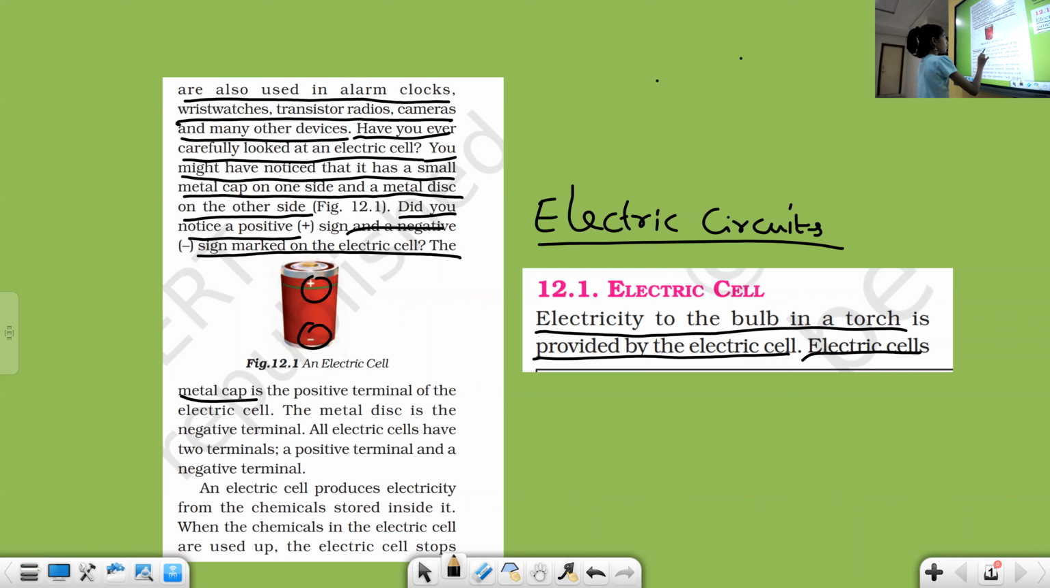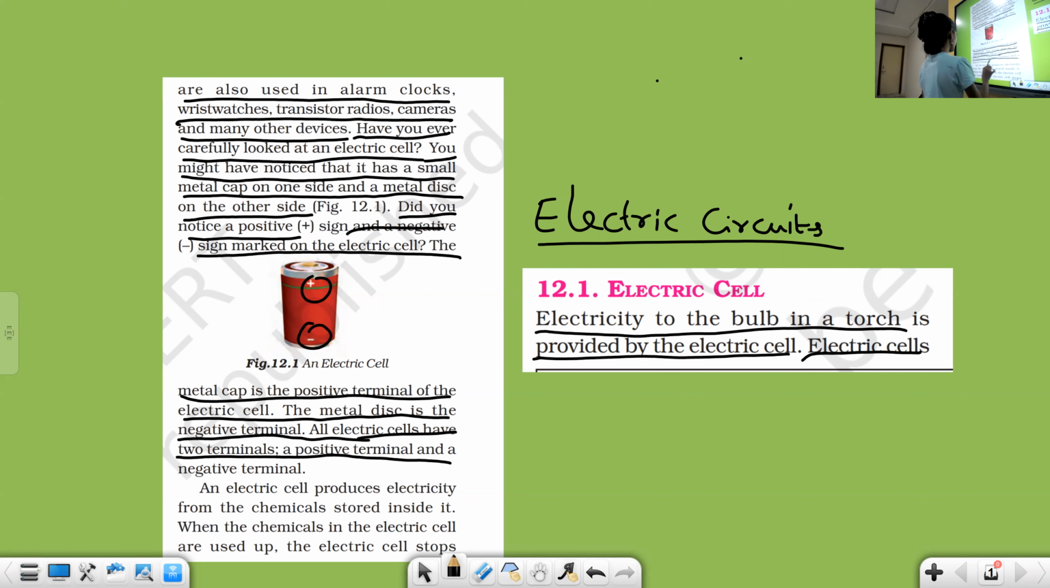The metal cap is the positive terminal of the electric cell. The metal disc is the negative terminal. All electric cells have two terminals, a positive terminal and a negative terminal.